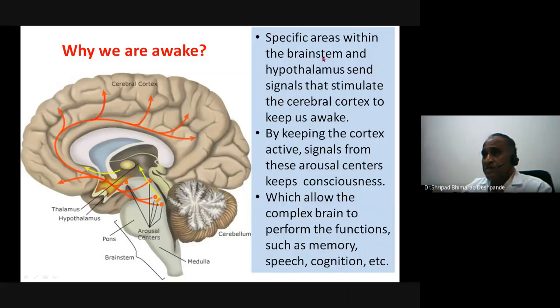So these are the specific areas in the brainstem, what is called the reticular activating system: the locus coeruleus, raphe and periaqueductal gray, the pontopeduncular centers, and some part of the tuberomammillary areas. They are stimulated and they activate the entire cerebral cortex. So the brainstem and hypothalamus are involved, and by keeping the cortex active, they keep us conscious.